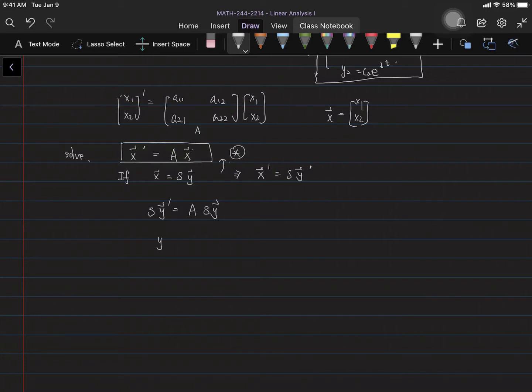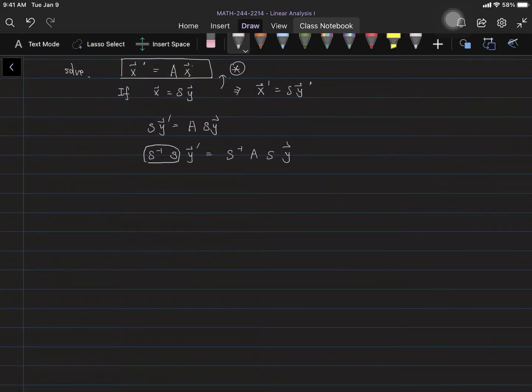Let's rewrite this a little bit. We multiply by S inverse on both sides. Let me do this in the next step. We multiply by S inverse from the left side: S inverse A S y, and S inverse S is just I because it becomes an identity matrix, and this identity matrix times y prime is just y prime itself. So y prime equals S inverse A S y.